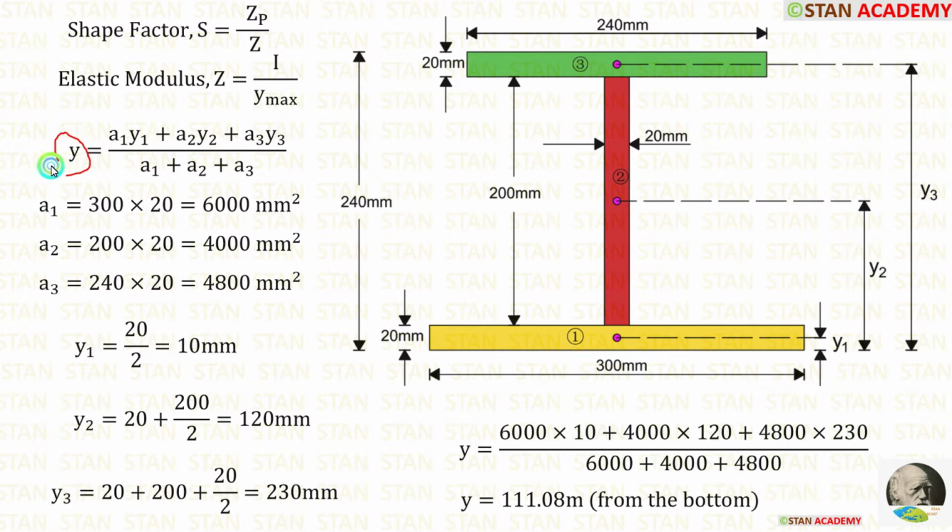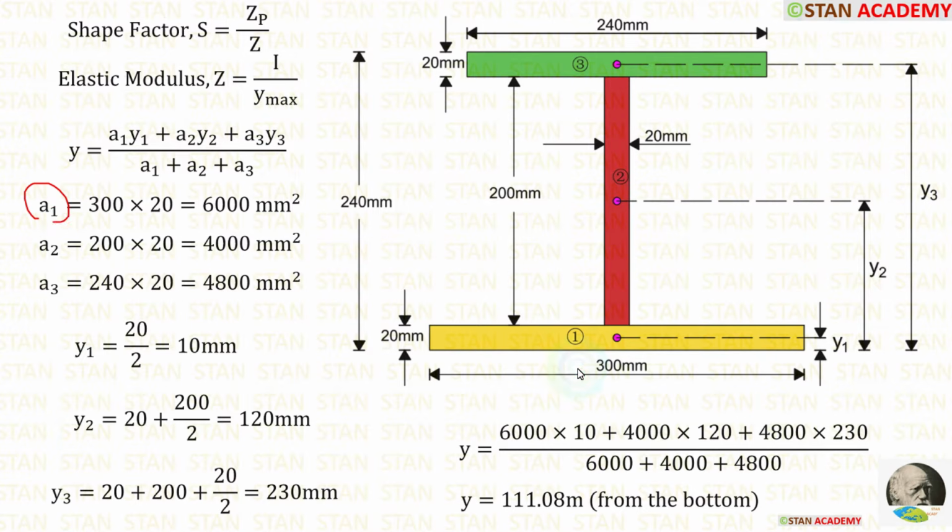Now let us find y bar. The formula is a1y1 plus a2y2 plus a3y3 by a1 plus a2 plus a3. a1 and y1 we must calculate from the bottom flange, a2, y2 we should calculate from the web, a3, y3 we must calculate from the top flange.